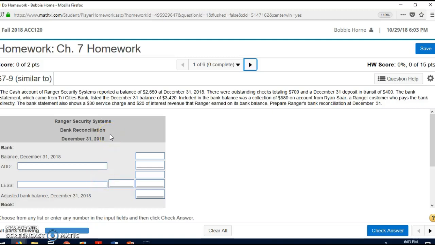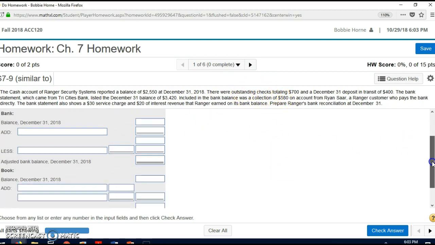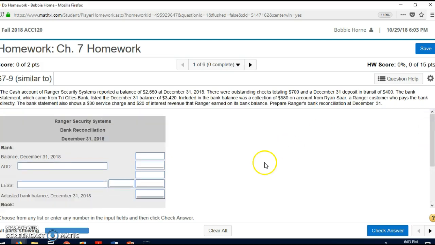Okay, for this bank reconciliation, there's some information in the paragraph that you will use to complete this type of bank reconciliation. So it says the cash account reported a balance of $25.50. So that would be on the book side. That has nothing to do with the bank side. There were outstanding checks totaling $700. These are checks that have not hit the bank yet. So we will have to adjust the bank balance for that amount.